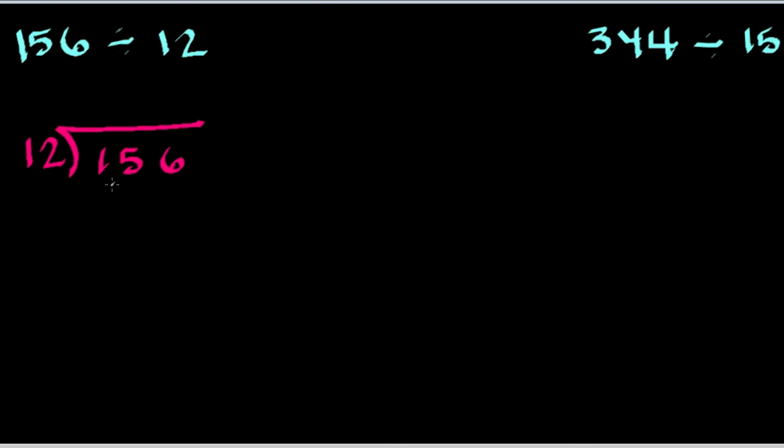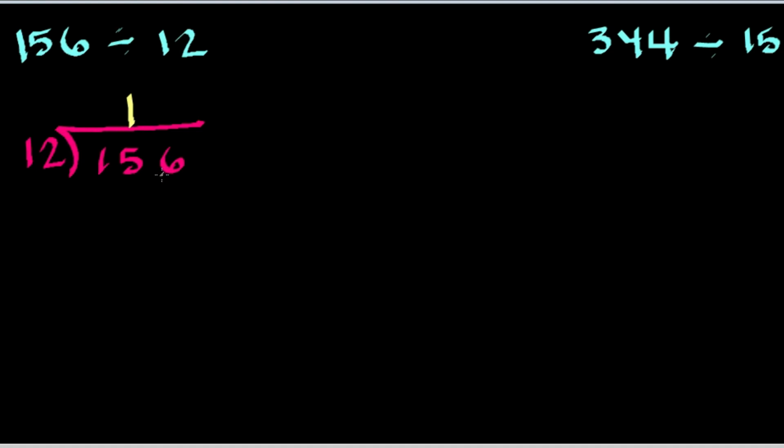We take the first number in the dividend, 1 divided by 12. That's not possible because 1 is less than 12. So that means we're going to take the first and second digit. 15 divided by 12. This we can work with. That's going to be 1. And the number 1, I'm going to place it above 5 in the tens place to show that I'm using both digits to divide.